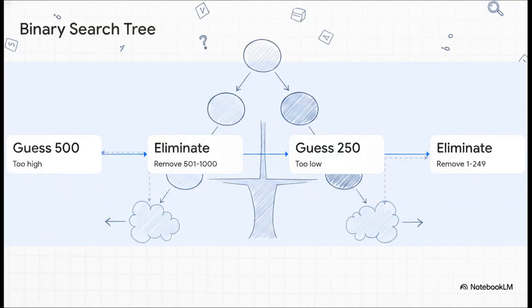It operates exactly like a number guessing game. Say we're guessing between 1 and 1,000. You guess 500, I say too high. You just eliminated 501 to 1,000. Next, you guess 250, I say too low, you eliminate 1 to 249. Because the left side of the tree is always smaller than the right, every single step down eliminates half of your remaining data. It literally turns a million agonizing checks into just 20 simple steps.